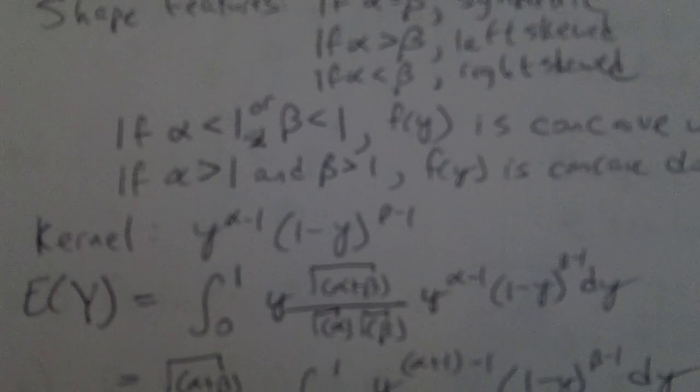Although I didn't mention it here, if both alpha and beta are 1, then you end up getting a uniform distribution from 0 to 1. So the uniform 0, 1 is a special case of the beta.